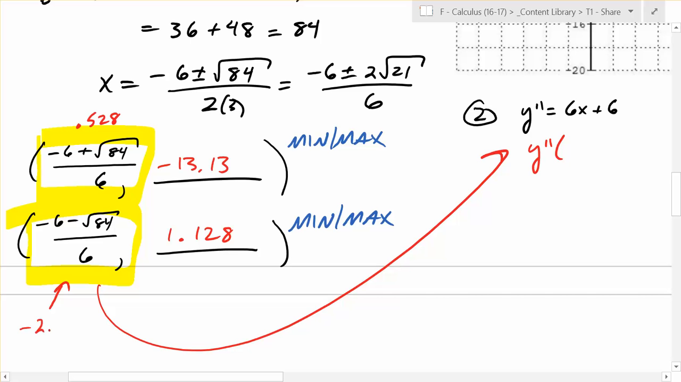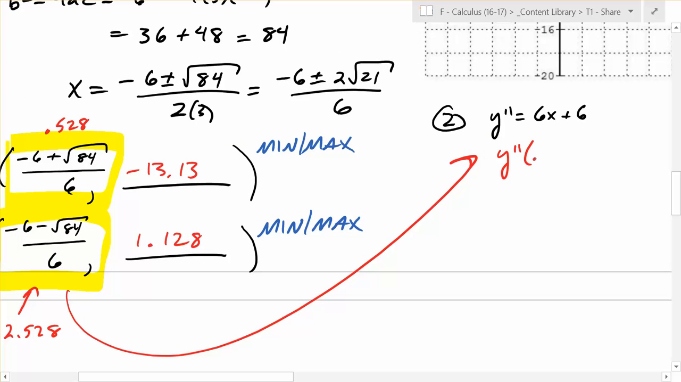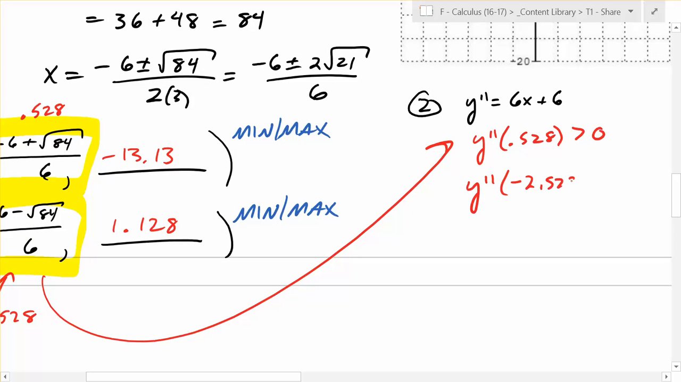And what's that x value? Negative 2.5. So if you plug in that positive one, so y double prime of 0.528, is that going to be positive or negative? Positive. And what about y double prime of negative 2.528? What's that going to be? That's going to be negative. So if this is positive, it means it's concave up, and this is concave what? Down.